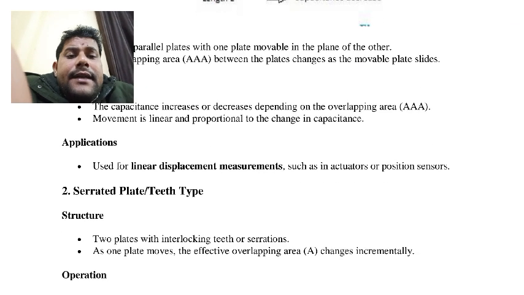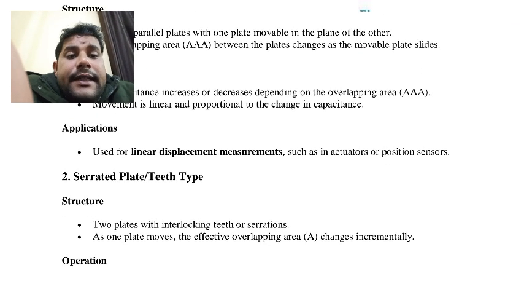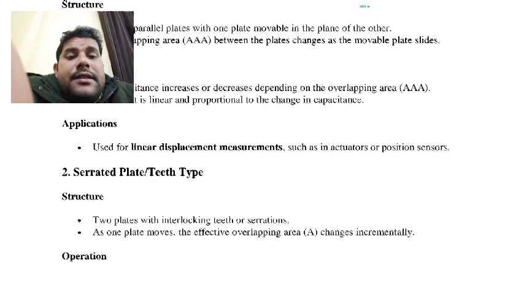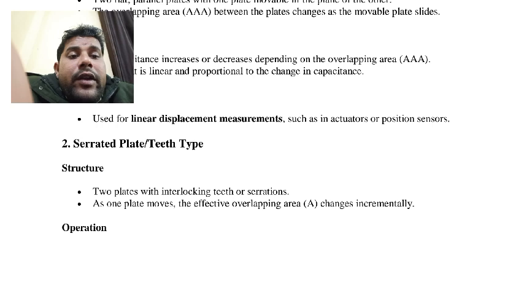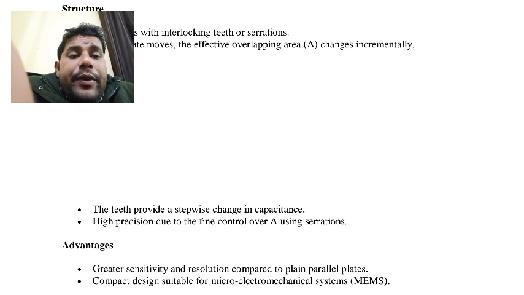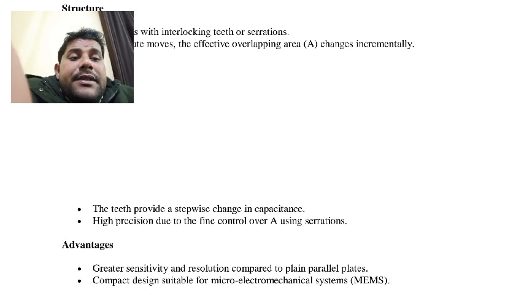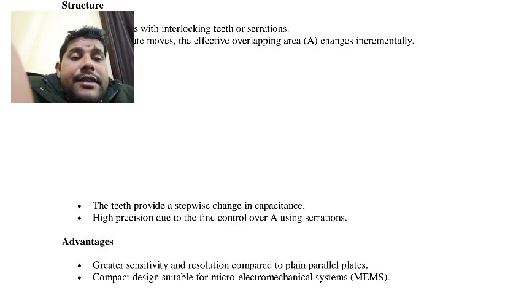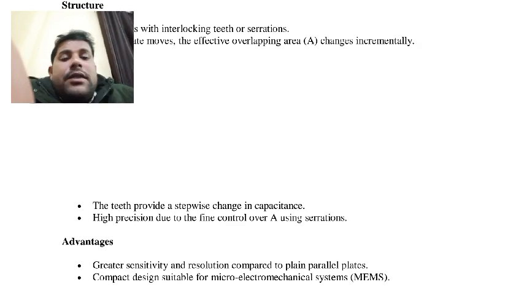Application. Second is the teeth type, serrated type capacitive sensor. Two plates have interlocking teeth or serrations. One plate is movable, affecting the overlap area, changing incrementally. This is the operation. So teeth provide stepwise changes in capacitance. High precision due to fine control using this arrangement.